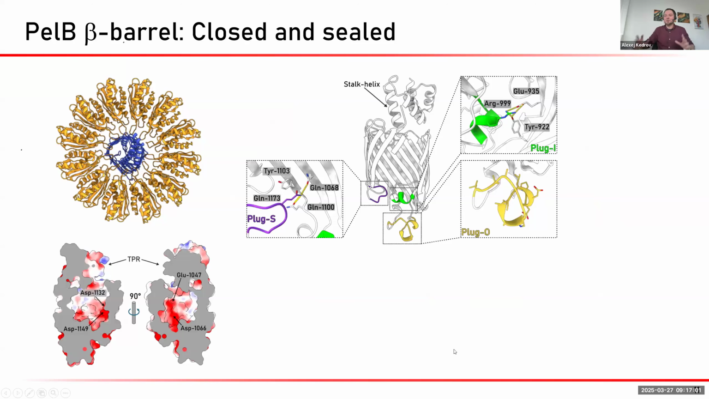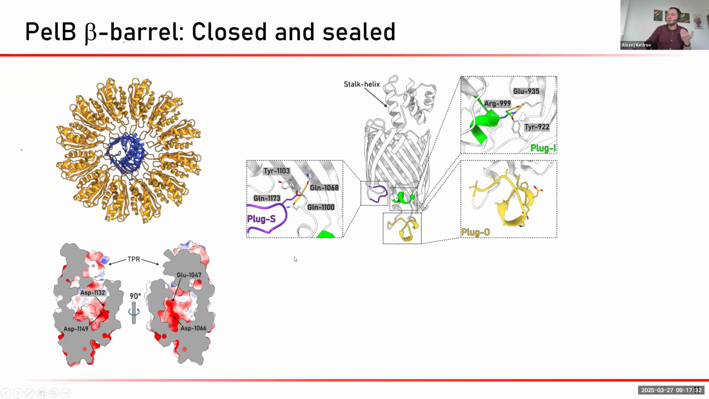Then, just briefly, we have an idea of how it's assembled, but it still doesn't tell us how it functions. In the structure, we see several loops which are closing the barrel and would not let polysaccharide go through, so some dynamics would be needed. We look carefully at the individual loops which close it, and it was clear from the structure that maybe plug S, a rather short loop contacting the essential tyrosine, may screen the polysaccharide chain.